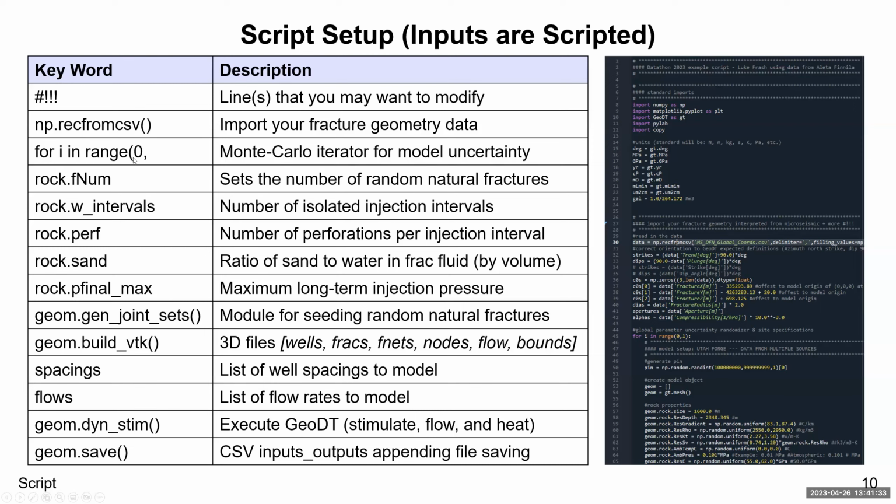So that's going to control your global uncertainty for Monte Carlo style analysis. So you can make this number quite large if you want to for overnight runs, that kind of thing. And then you have rock.fnum. This is where you're defining the natural fractures in the site.